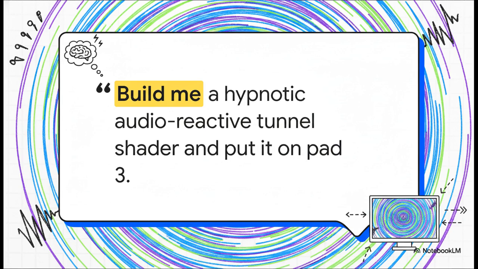Imagine just typing this prompt into your terminal during a set. Build me a hypnotic audio-reactive tunnel shader and put it on pad 3. Within seconds, literally seconds, Claude writes the code, compiles it inside VKO1, and instantly a completely custom beat sync tunnel appears on your screen, pulsing perfectly in time with your music. You just directed a bespoke visual asset without writing a single semicolon yourself.